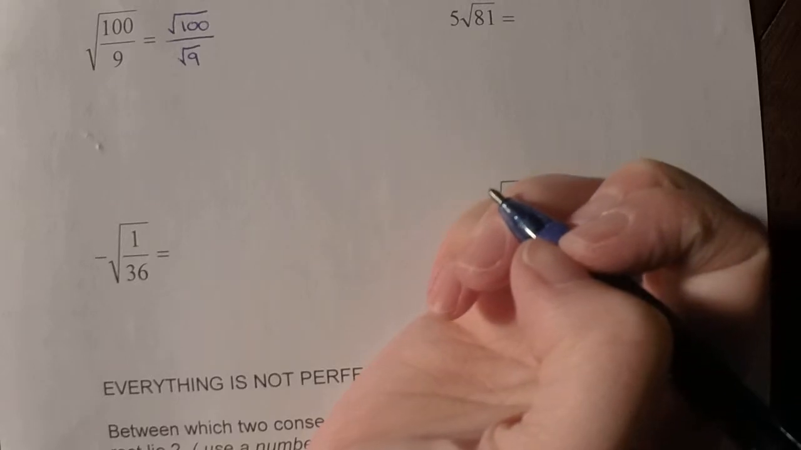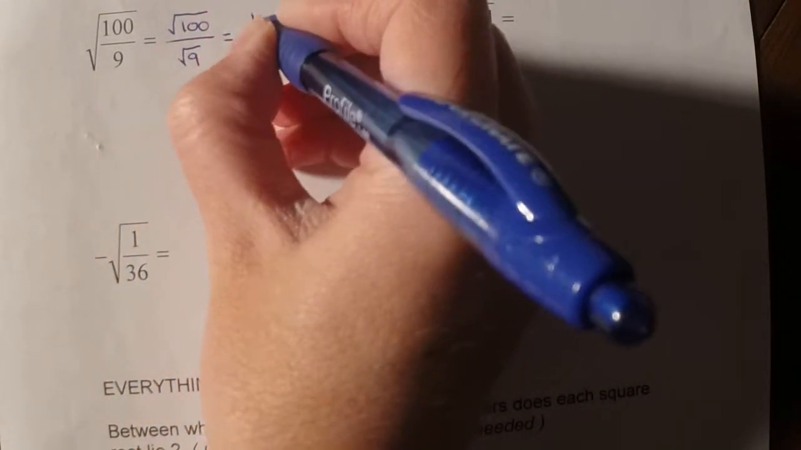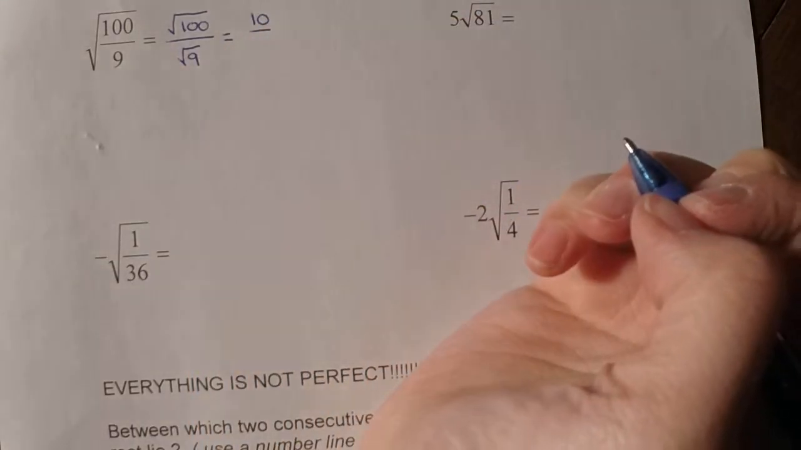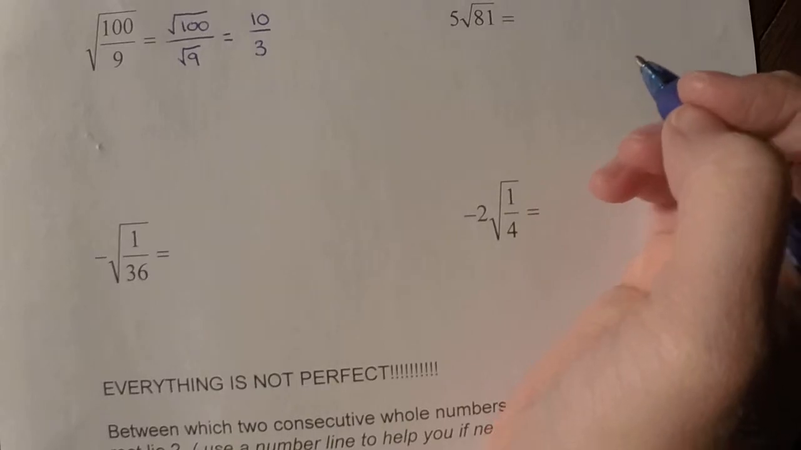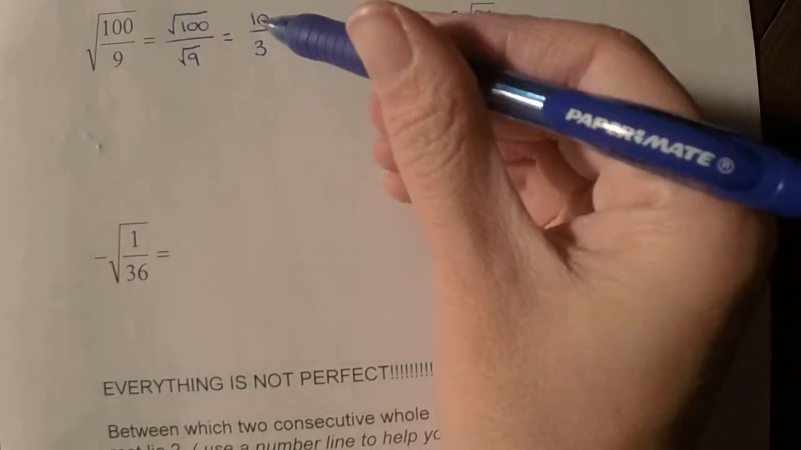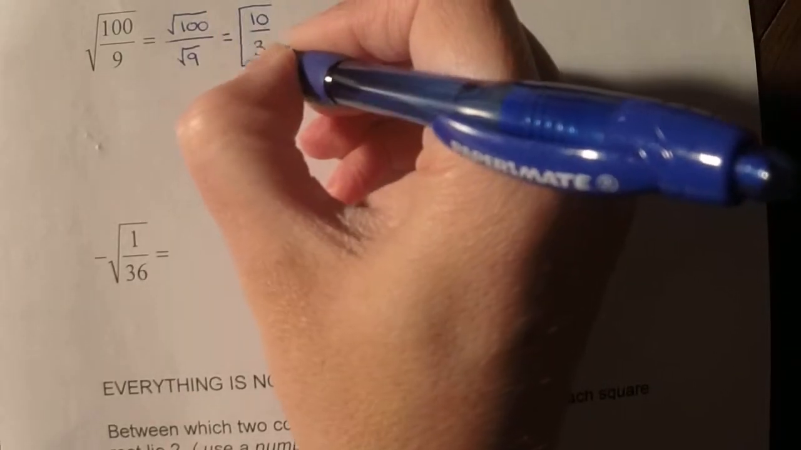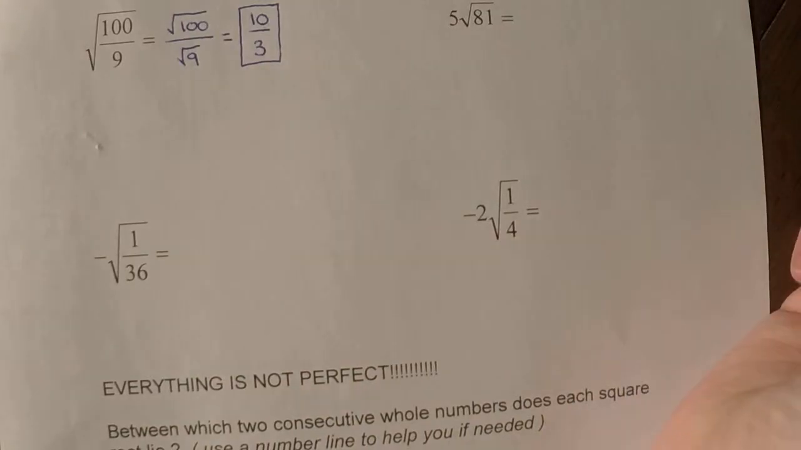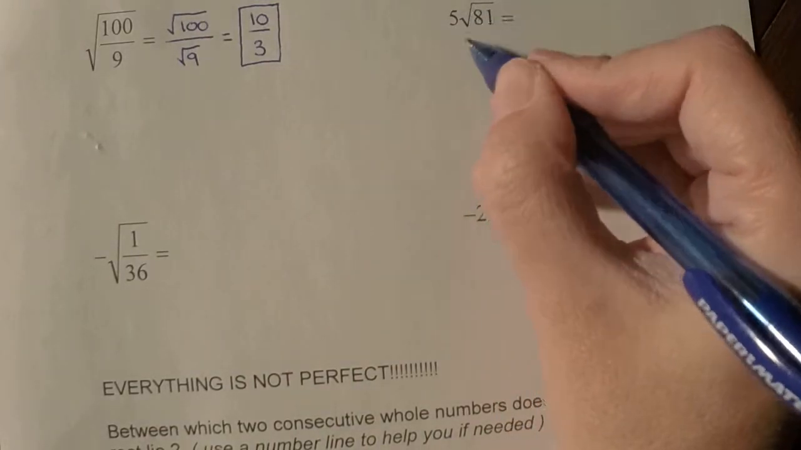Now if you need to, you can go back to your chart. The square root of 100 is 10. The square root of 9 is 3. And then I would divide those in my calculator. 10 divided by 3 is going to give you some weird decimal. If I math frac, this is the answer. It's not going to reduce. So I'm going to let you try this one on your own.